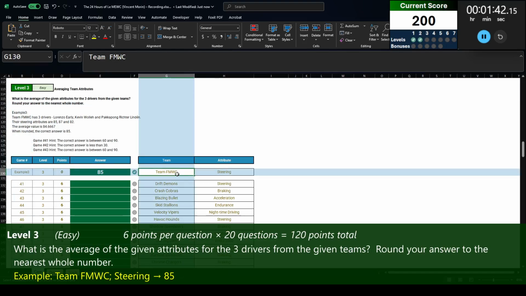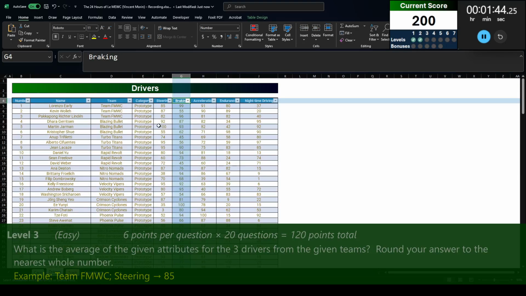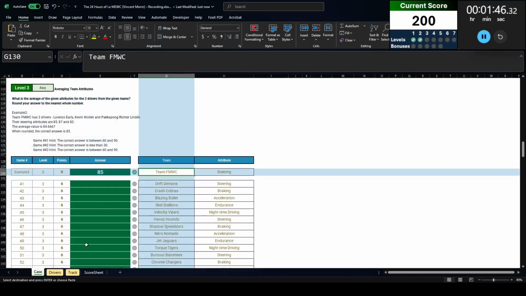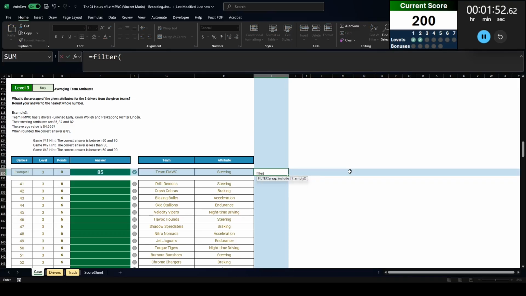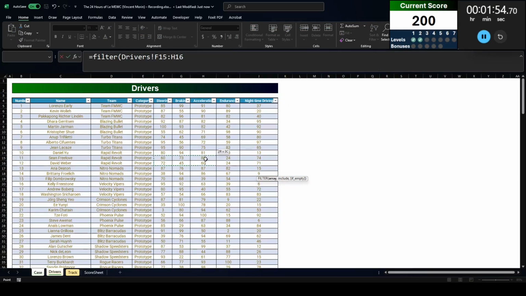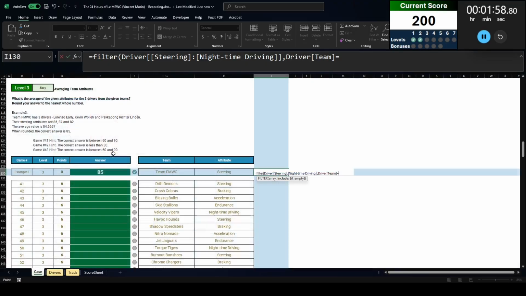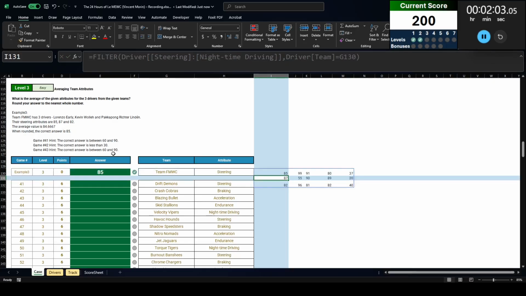All right, so we have a Team FMWC. We look at our list, so we see there are 3 drivers for that, and we're going to look at the attribute of steering. So what I want to do is filter. Let's start by filtering those 5 attributes where the team name matches the name on this sheet. So I should have a list of 15 numbers.